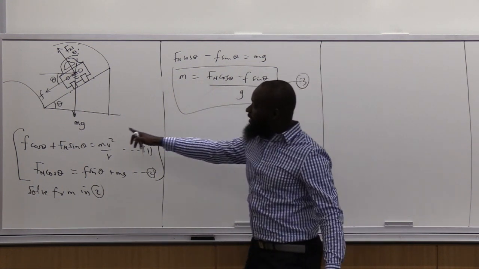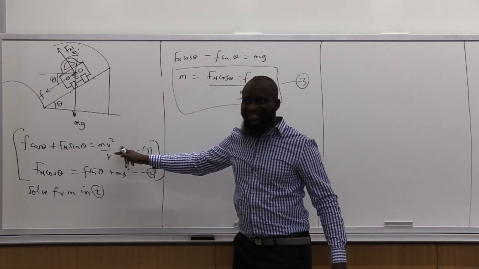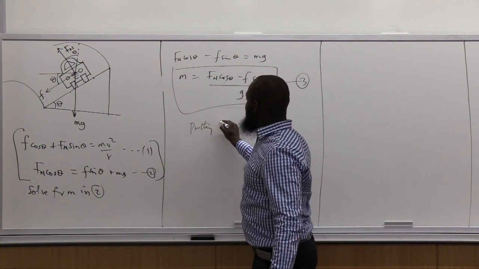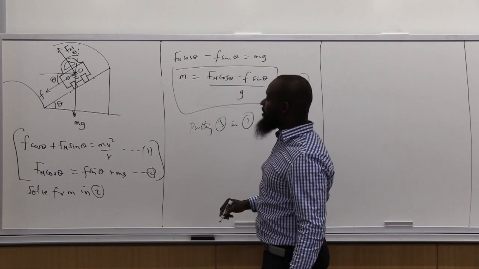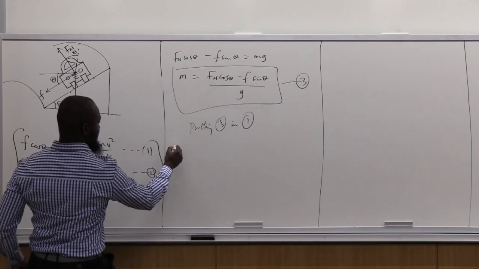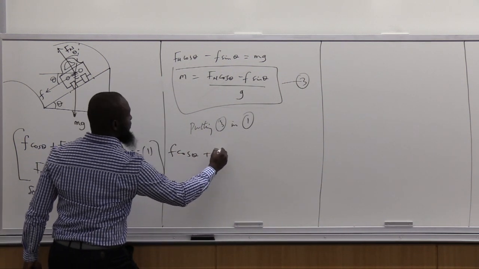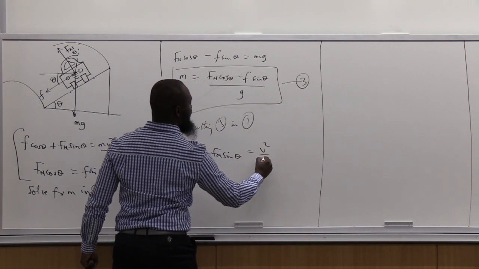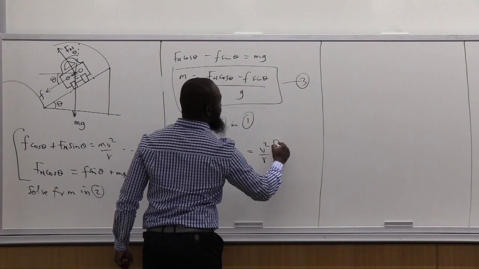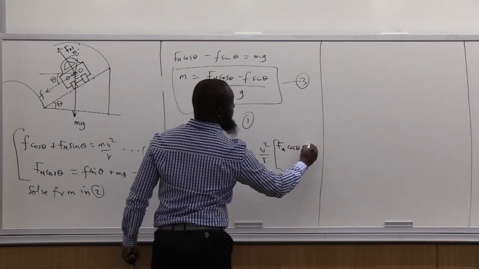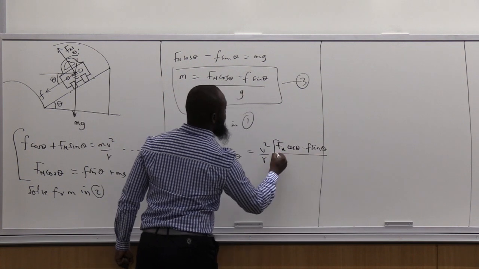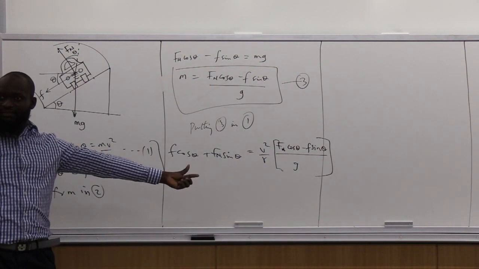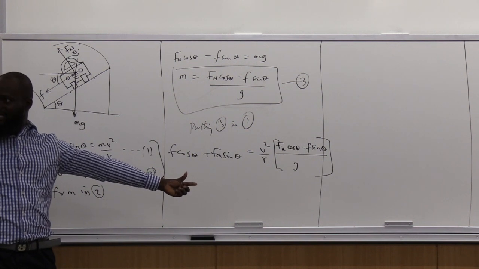So I put this m in 1. I solve m from 2, I put it in 1. So putting 3 in 1, what do I get? F cosine theta plus normal force sine theta equals v squared over r times m. What is my m? Normal force cosine theta minus f sine theta all over g. Is that okay now? I just put that as m there.